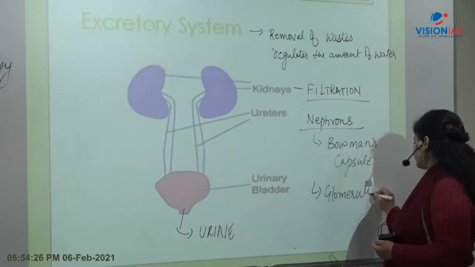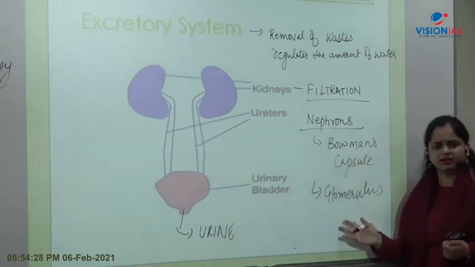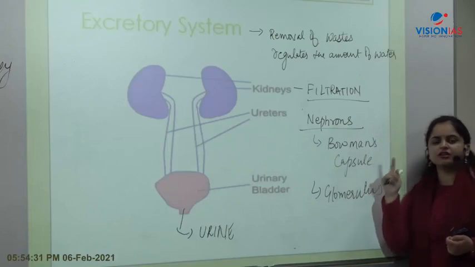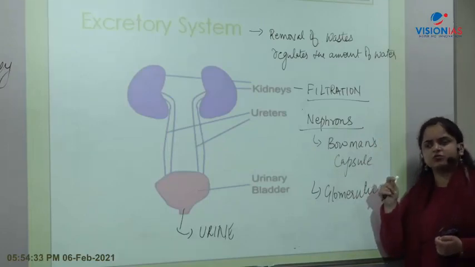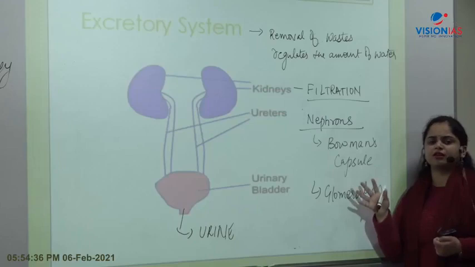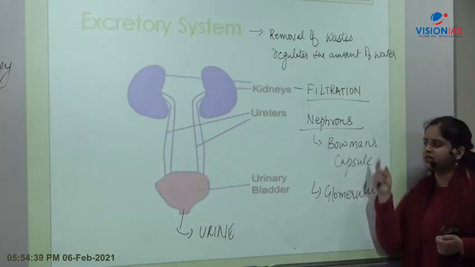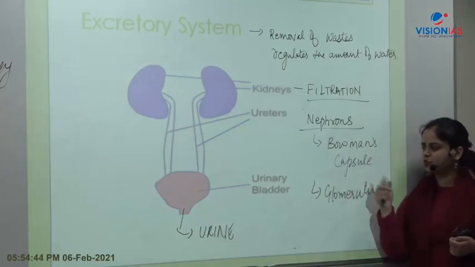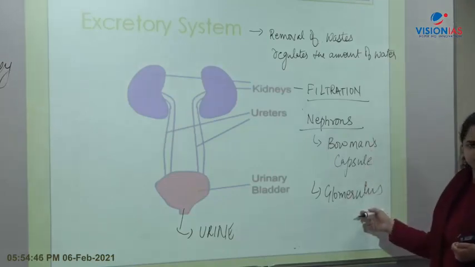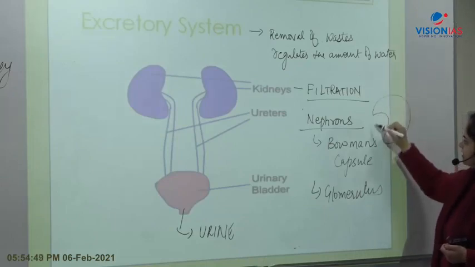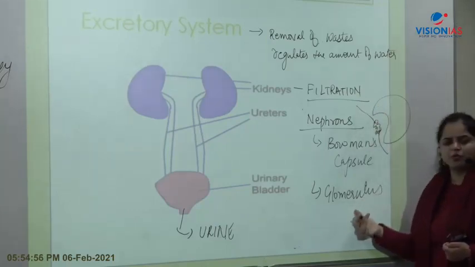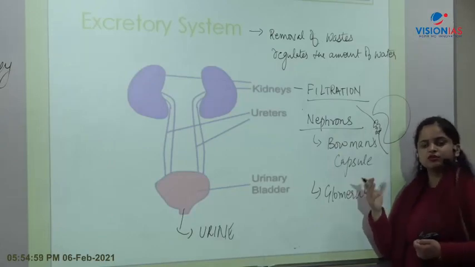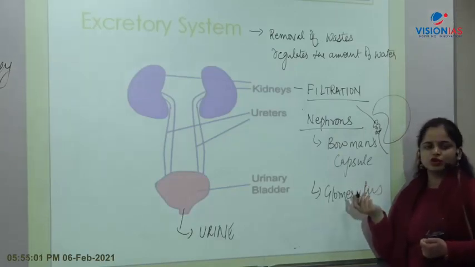Glomerulus. So two parts are there in this nephron. Nephron is the unit of excretion. So the kidney is made up of many nephrons, smaller units in the kidneys. Each of these units is going to be doing filtration. Nephron is made up of two things, Bowman's capsule and glomerulus. It's a cup-like structure, Bowman's capsule, and then there are capillaries of blood, which is the glomerulus. So blood, if you've understood, is going to be coming, and blood is what you have to filter out.